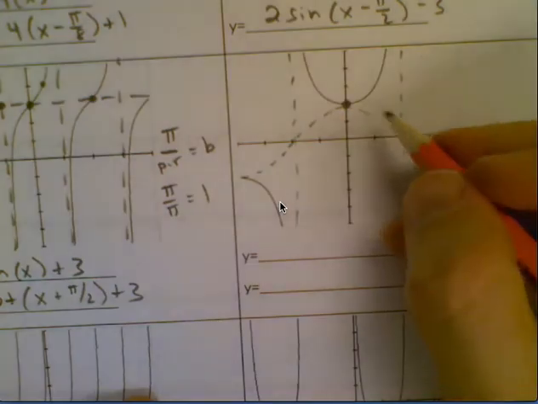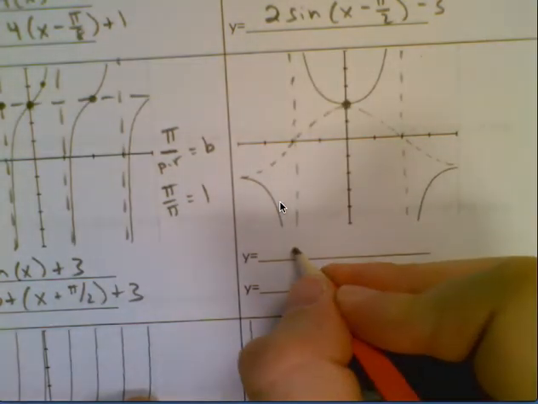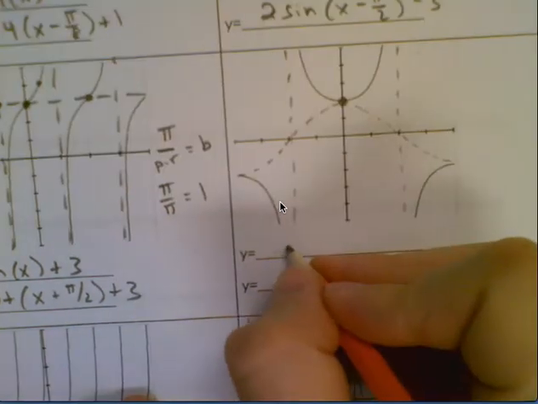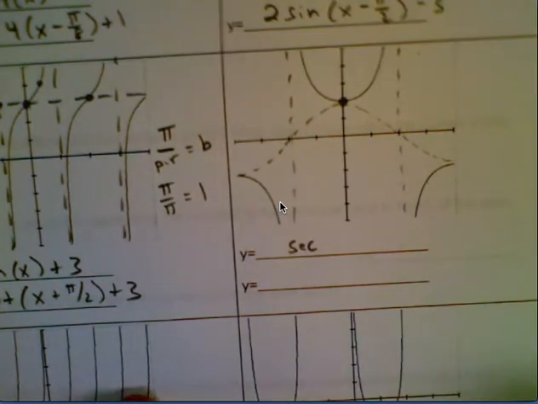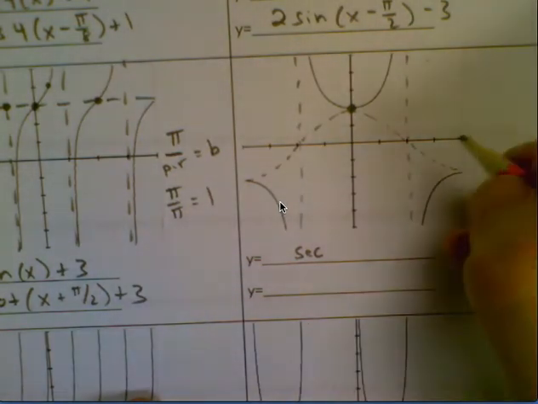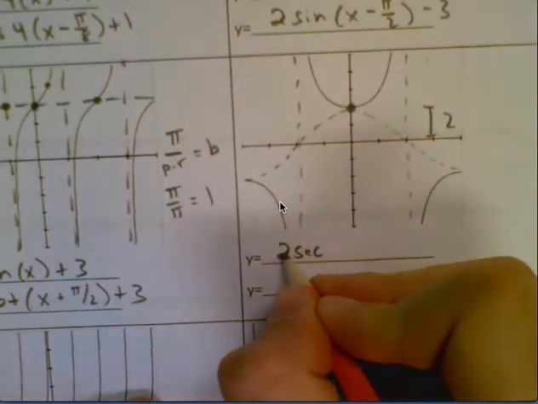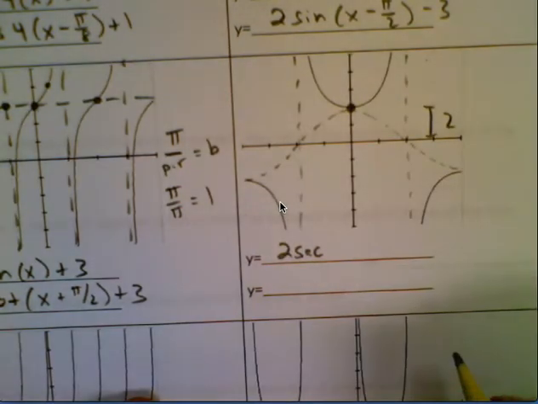That'll make it a cosine curve. Of course, I'm not going to write cosine, I'm going to write secant. So this is going to be secant. Now the amplitude of this graph here will be 2, so I'm going to put a 2 here in front. It's a regular cosine, so it's not reflected.